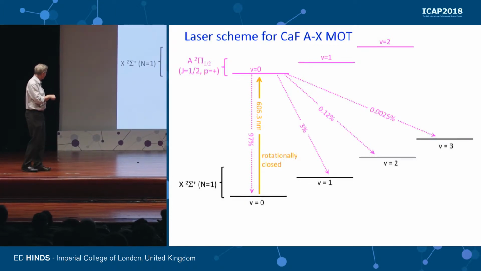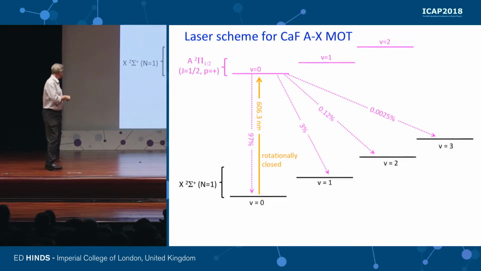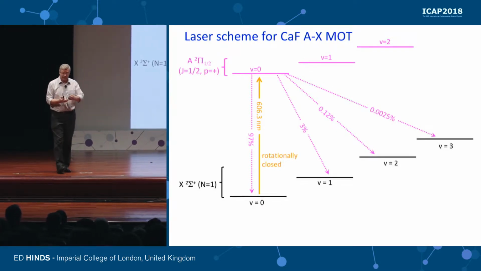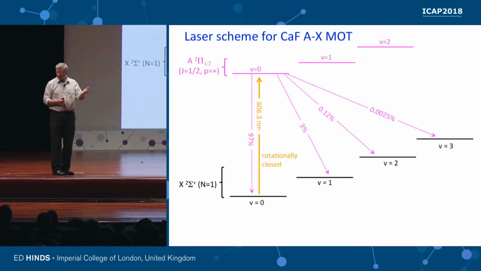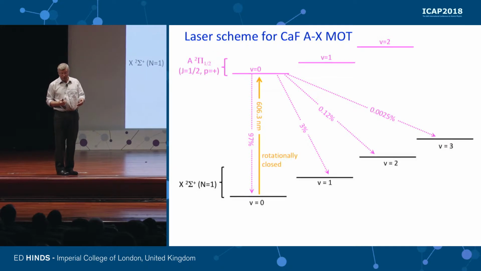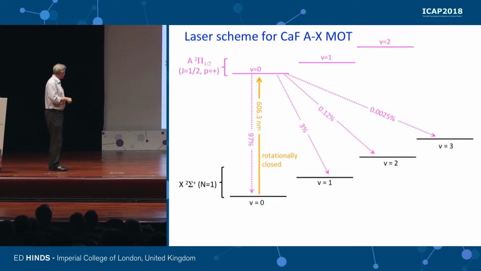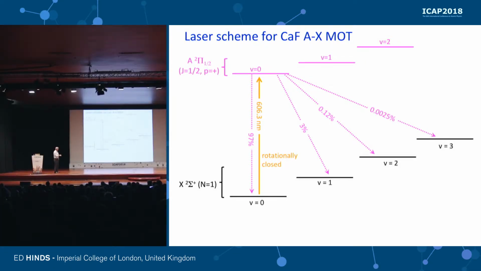I want to mention here that this is rotationally closed. The reason that we start from n equals 1 is if you then excite to n equals 0, the only place the dipole selection rules will allow you to come back to is n equals 1. So you don't have to worry about repumping the rotational states. This was first noticed a long time ago. So it's rotationally closed, but it's not vibrationally closed. It has all of these leaks, and therefore we need lasers to repump the leaks.